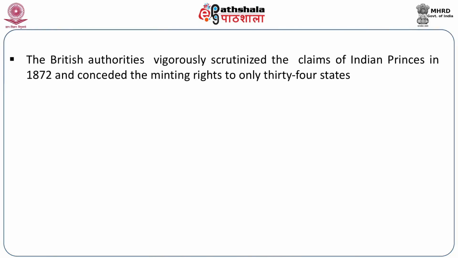The British authorities in the meanwhile got very active. They began vigorously scrutinizing the claim of various Indian princes to issue coins. In 1872, a whole set of people sat together and conferred on the minting rights. They debated on the minting rights of various states and finally gave those rights to only 34 states. Of these, many Indian princes didn't attempt their own coinages simply out of the fear of British action.